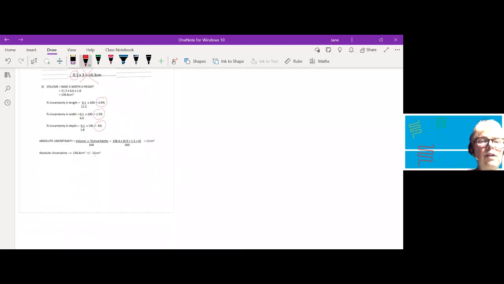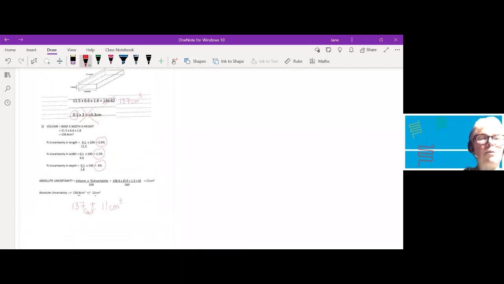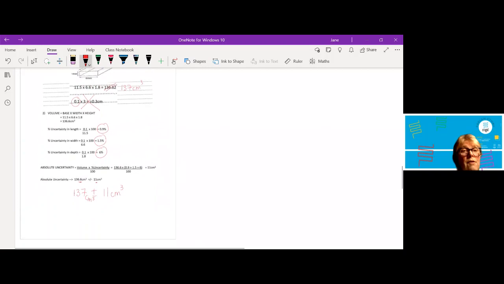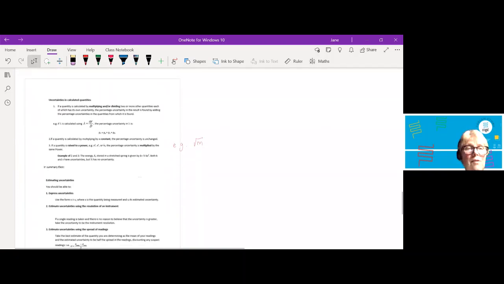But can you see that this doesn't tie in with this? We've got to write this as 137 plus or minus 11. And really we ought to have centimetre cubed there and centimetre cubed here. So we can see there was a lot wrong with this one up here. Bless them, they tried, but now you know how to do it. There's a lot of work there, isn't there? There's a lot more work than you probably anticipate.